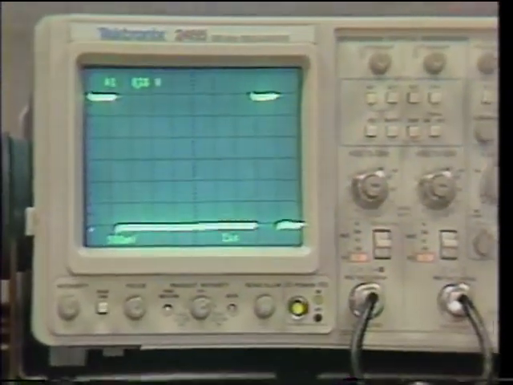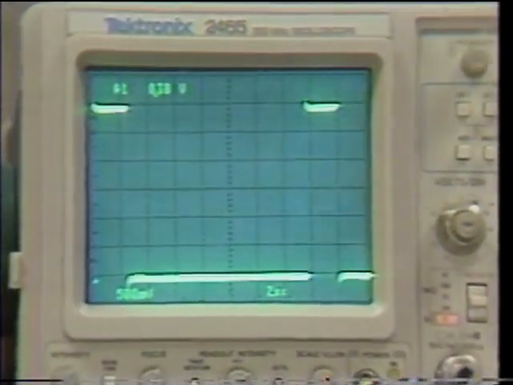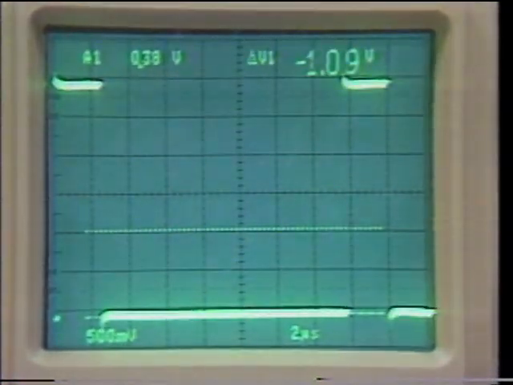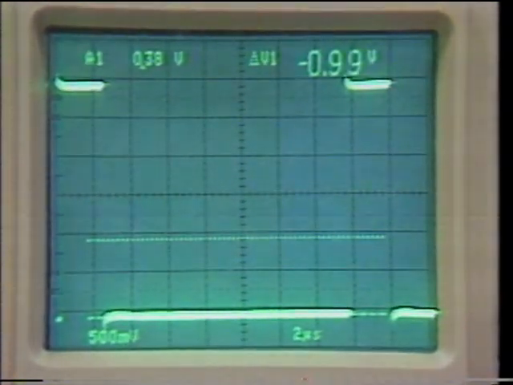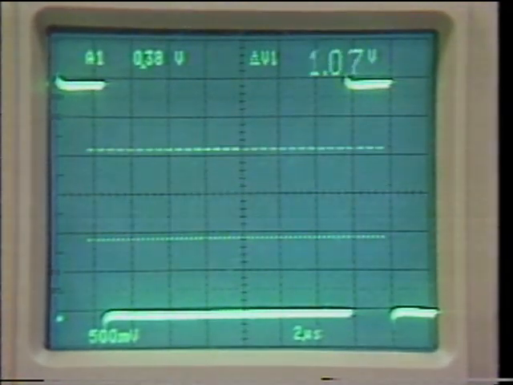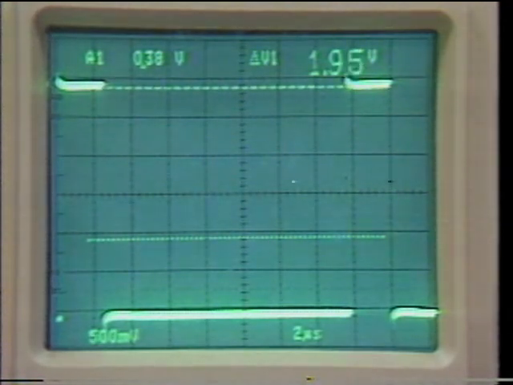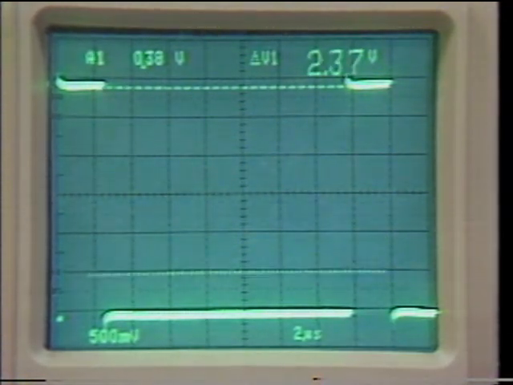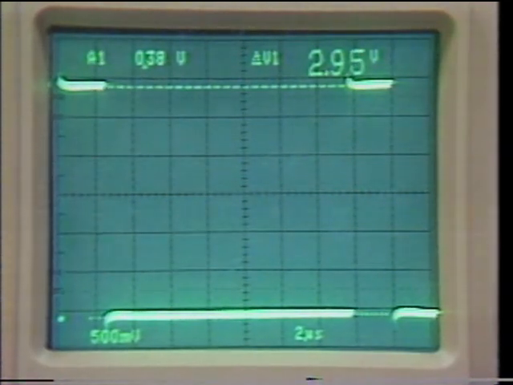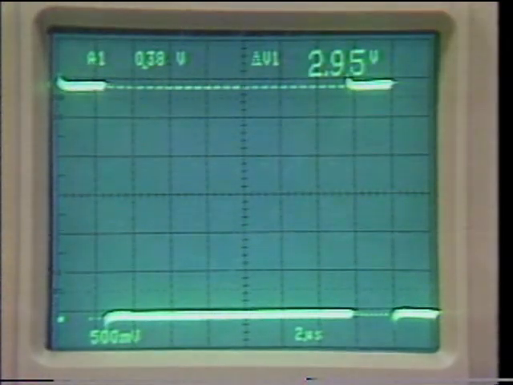First, let's measure the amplitude of the pulse. And we'll do that by pressing the delta volts button and positioning our cursors to coincide with the top and bottom of the pulse. And having done that, we see that the amplitude of the pulse is 2.95 volts.